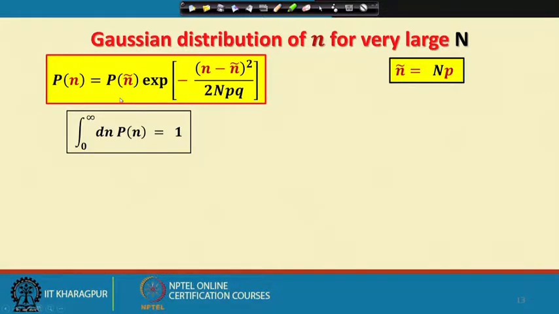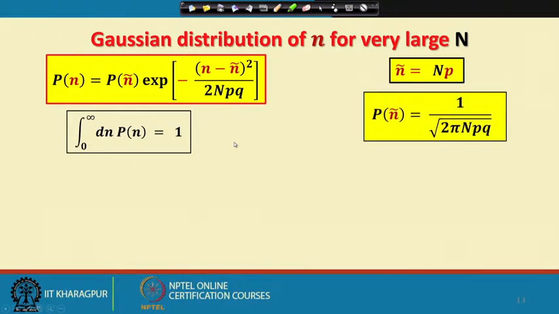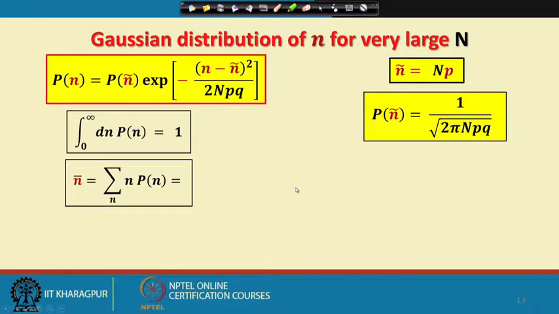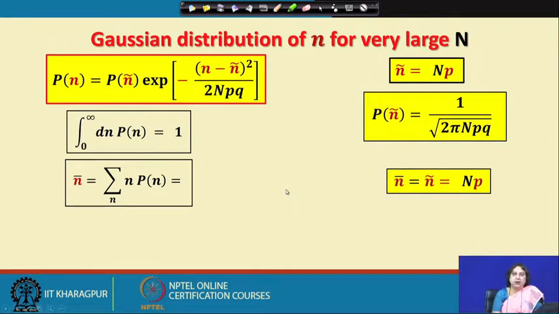So, if I repeat this exercise for this Gaussian distribution, what I get is p of n tilde equal to 1 by root over 2 pi capital N p and q. And it is also possible to find quantities like the average value of n, and this average value of n can be shown to be equal to the value of n where the maximum of p n appeared, and this is given by capital N into p.